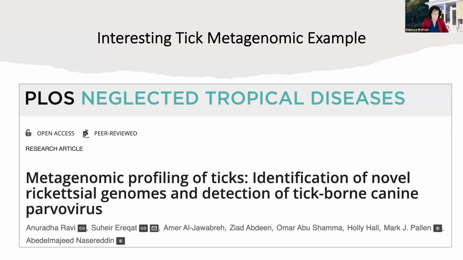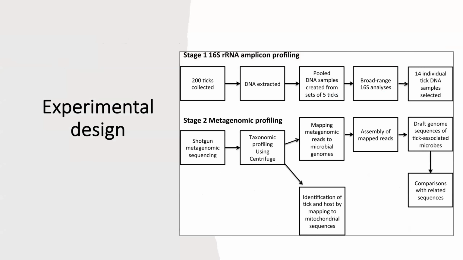And they also went deep in detail to look for pathogens or what they think of as endosymbionts. I liked it that this is from their article. It shows the experimental design. They collected the ticks, extracted the DNA, and then narrowed it down to 14 individual samples. And on those samples, they did shotgun metagenomic sequencing, and then they did taxonomic profiling using the program Centrifuge.